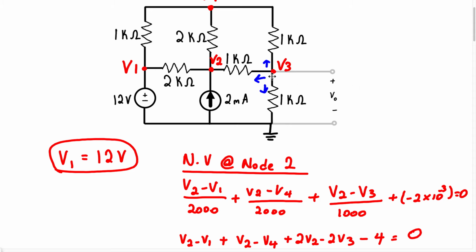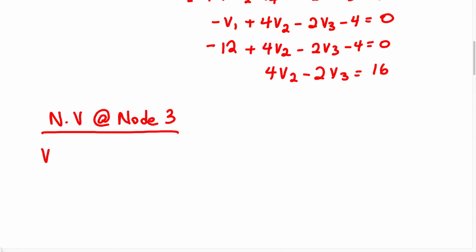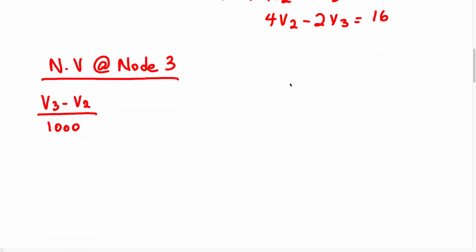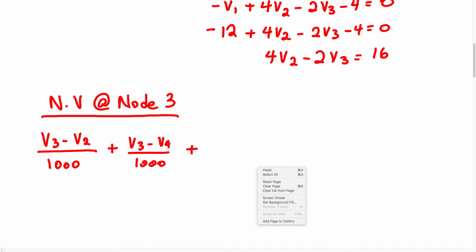So now we're going to take the difference in voltage between V3 and V2. So we're going to have V3 minus V2 divided by the resistor, which is 1000. That's going to give us the current in this branch. Then we're going to have V3 minus V4 divided by 1000. So we have plus V3 minus V4 divided by 1000 plus we're going to have the current in this branch is going to be V3 divided by 1000. So we have V3 divided by 1000.